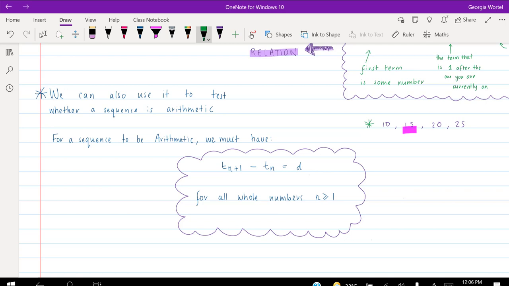We would go, okay, Tn plus 1 minus Tn is equal to the common difference D. That should be true if this is arithmetic. So 20 would be the one more than what we're on. 15 is the one we're currently on, and that gets us to 5. Yep, cool, 5 is our common difference, so I know it's arithmetic. It's a pretty logical process when you think about it.